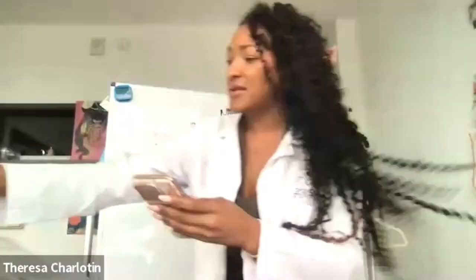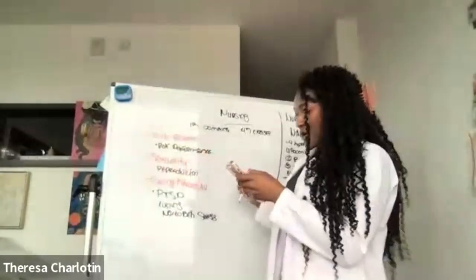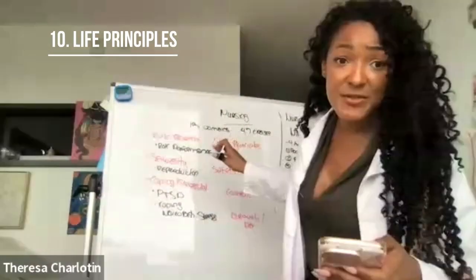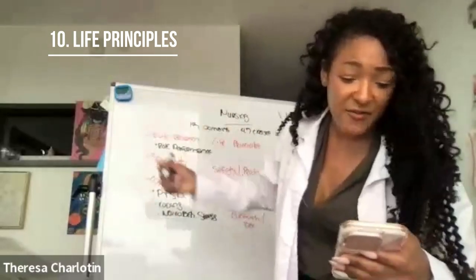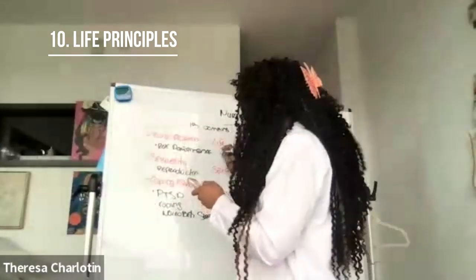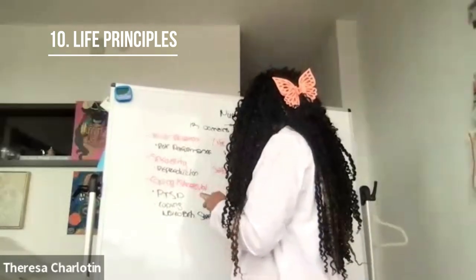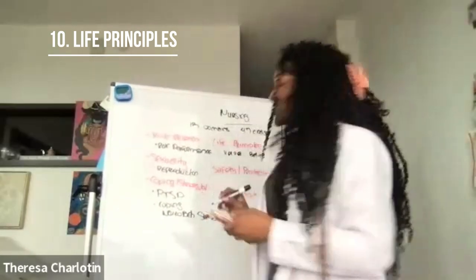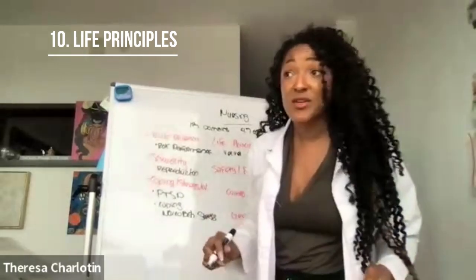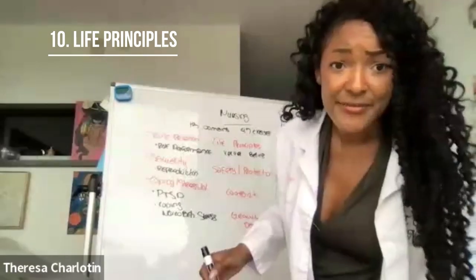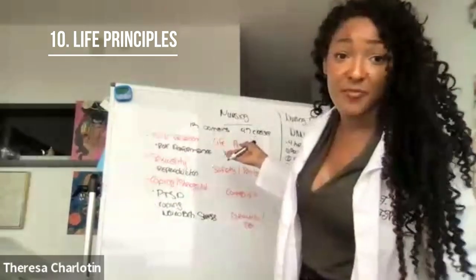The last one, not the last one. I lied. We have four more. So, life principles: someone's values, someone's beliefs, or someone's inability to have those. This can show up in physical ways when someone's having a moral dilemma: losing sleep, can't eat. It affects your life principles.